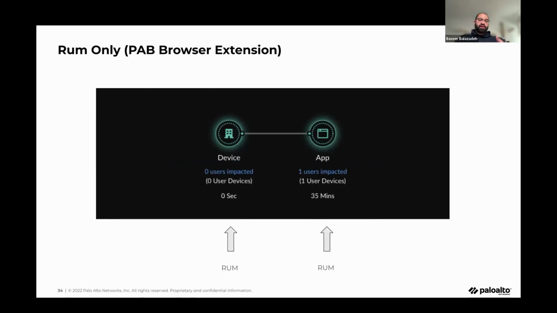Now, there might be some scenarios where you're using PAB standalone and you don't have Global Protect installed. And so this is where, remember I talked about earlier, the extension is able to provide us visibility into the CPU and RAM usage of the device. When PAB is running in standalone mode, we're able to provide insights using that browser extension.